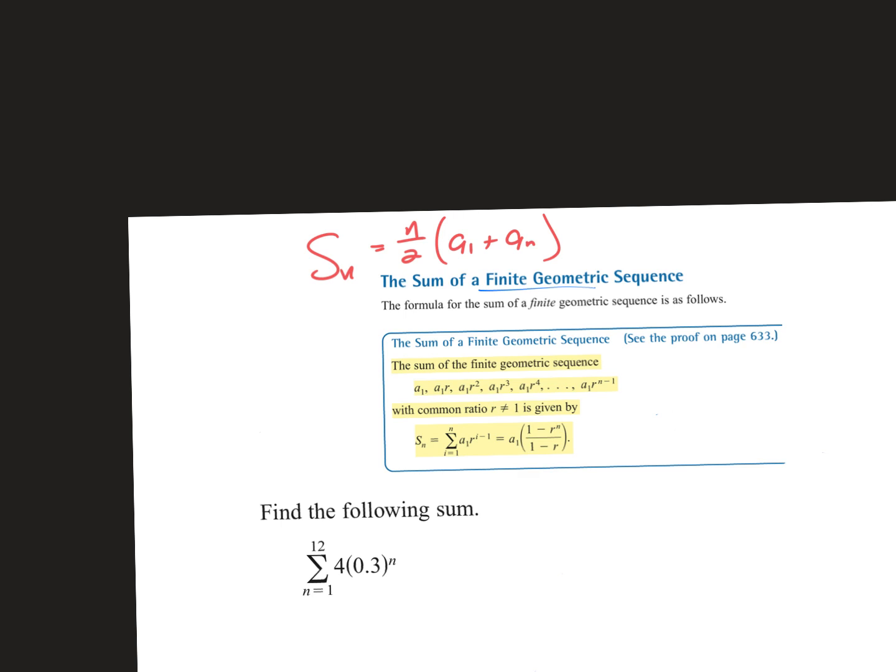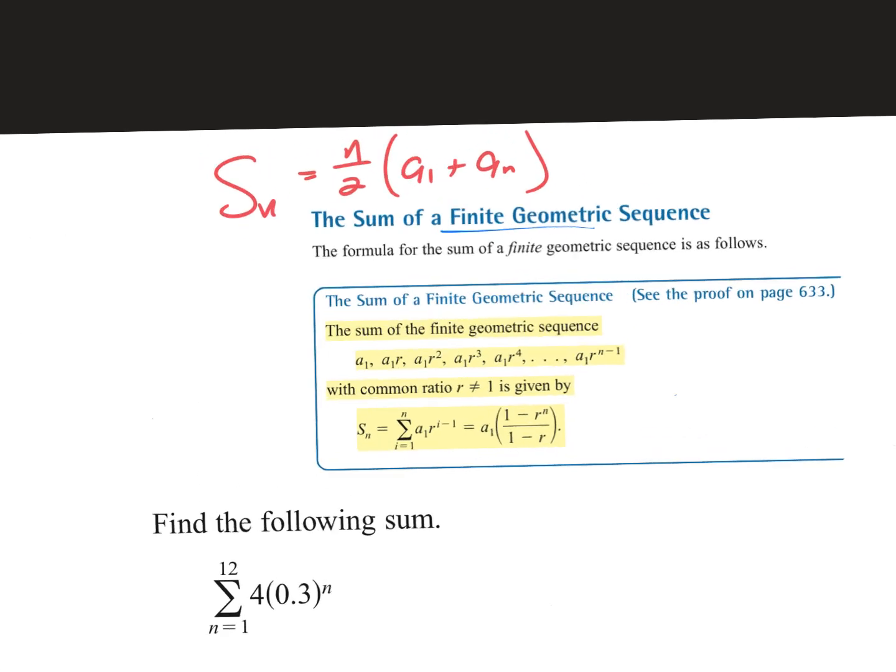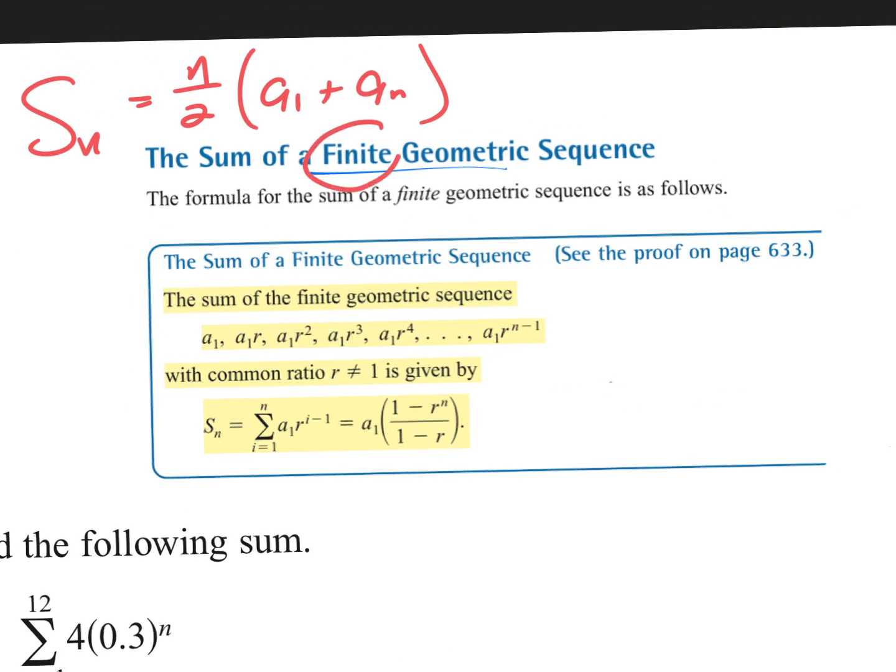There's two of them, because we have two kinds of geometric sequences. We have a finite. What does the word finite mean? That ends. There's an ending.